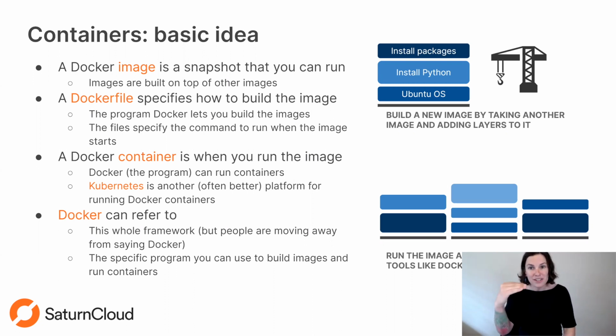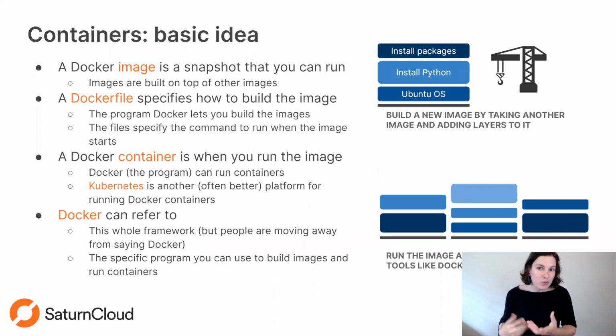So these are all layers built on each other. A Dockerfile is what specifies how I build the image. So the Dockerfile is all the steps to install the stuff on that image. A container is one of those images that is then running. So if the image is the snapshot, the container is the computer running with the snapshot.